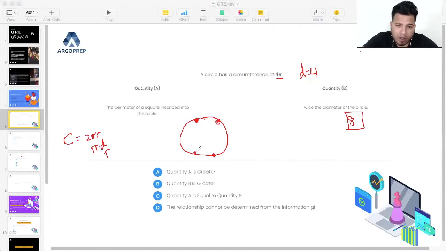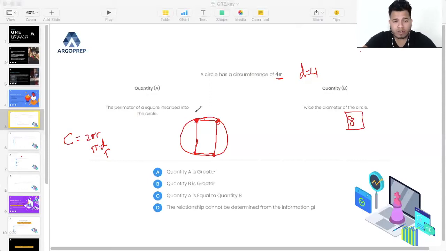So once again, I apologize for the really bad drawing, but here is my square. I know it looks like a rectangle, but too bad. Remember, in the GRE math, a lot of the diagrams in geometry, whatever it looks like, it's not what it looks like. Never assume what it looks like. So here's a rectangle, but it's not.